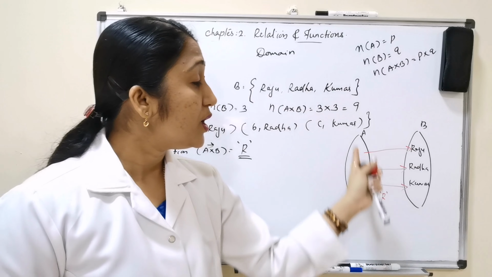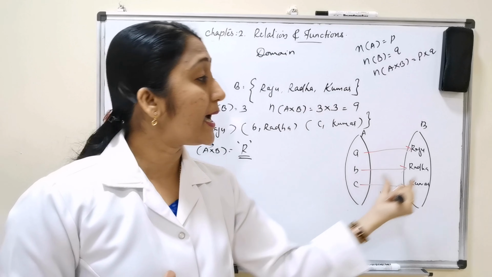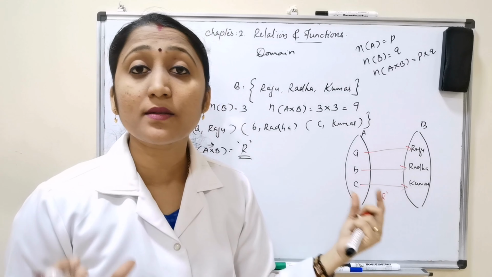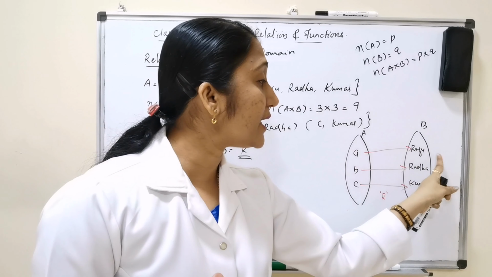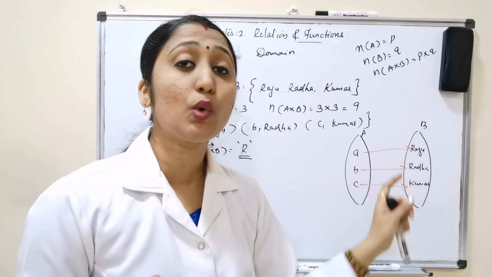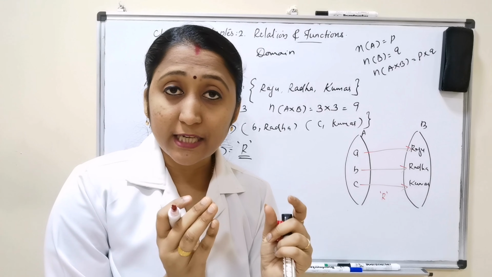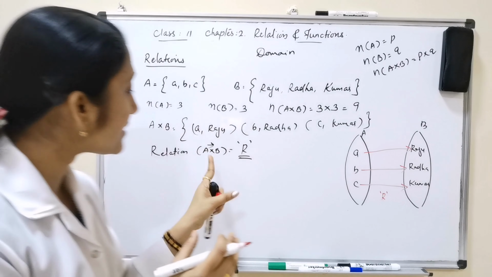This is the visual representation. In set A, how many elements? 3 elements. And set B has how many elements? 3 elements. This is a relation, that is a to Raju, b to Radha and c to Kumar. Here I took one subset that makes a relation, that is R.